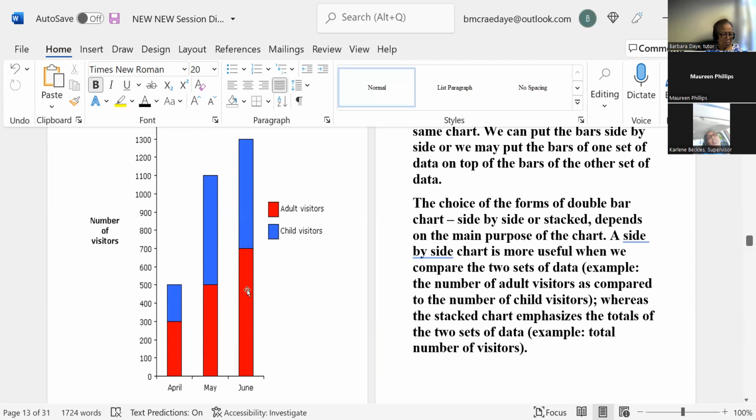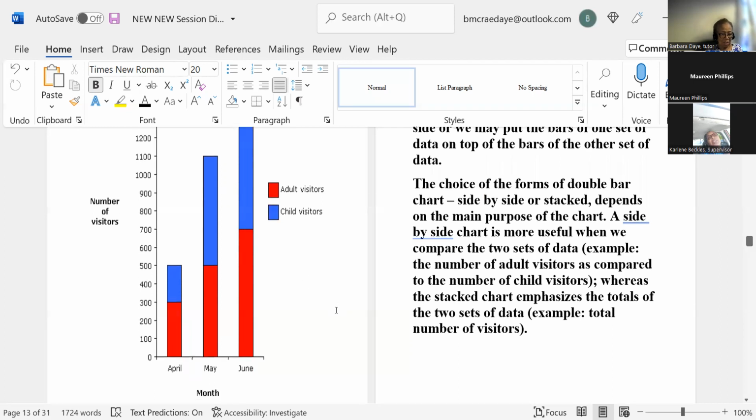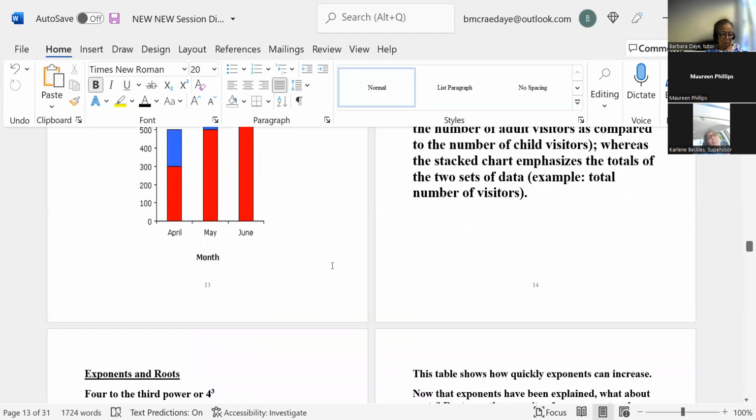June is 700 for adults. And 13 for children. Right. Good. Yeah. Just so you can read them. You read them off the top.